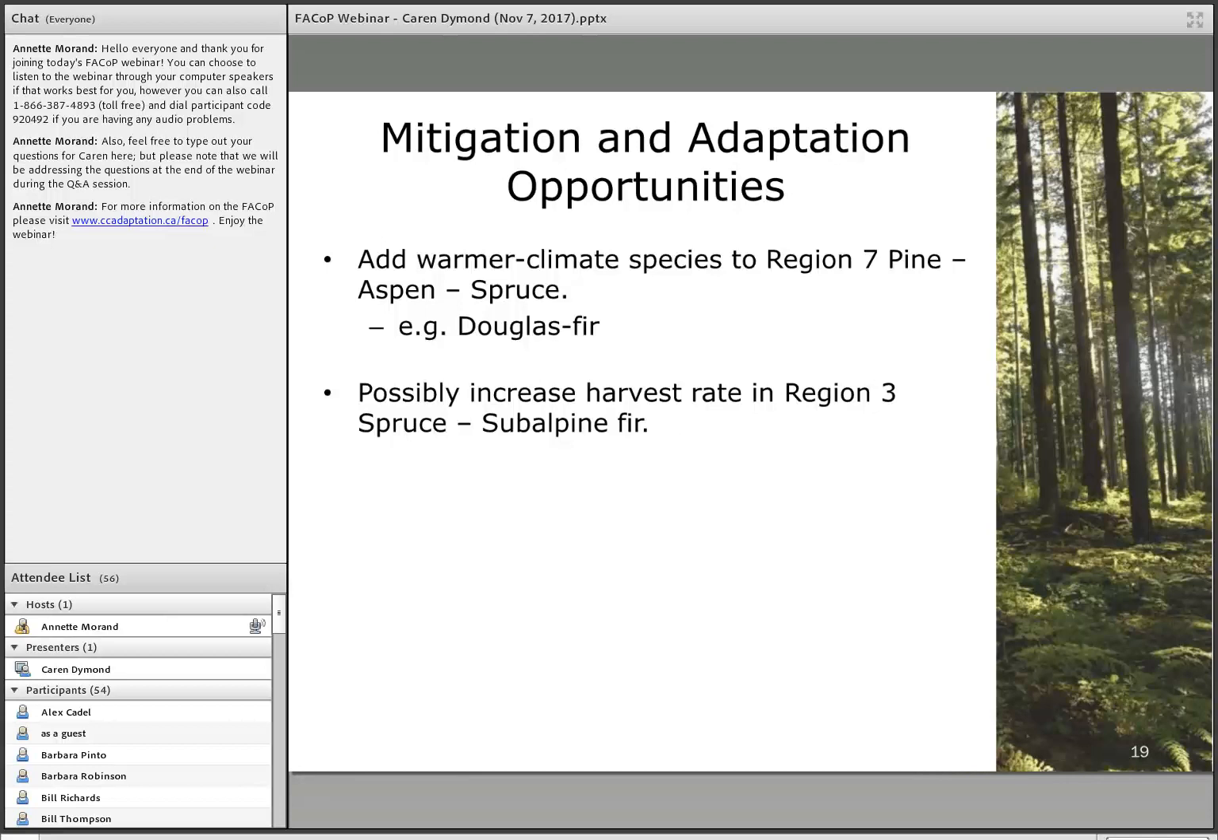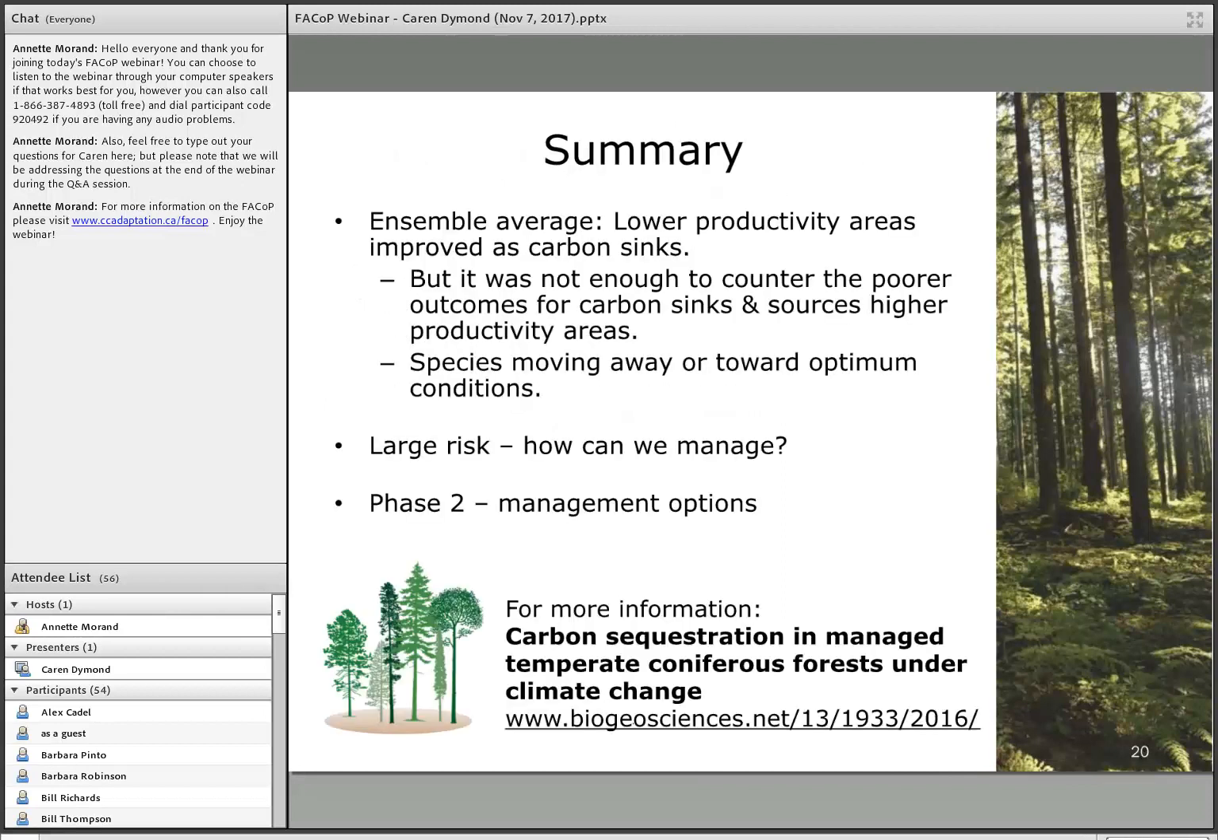For this study area, given these results, we have some mitigation and adaptation options that jump out. Adding warmer climate species to Region 7, such as Douglas fir, seems like something worth exploring for sure. And somebody suggested that if those productivity rates are being realized in the colder East Coast regions, then they might be more economical to harvest.